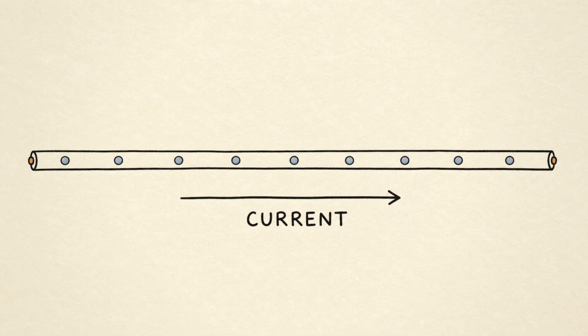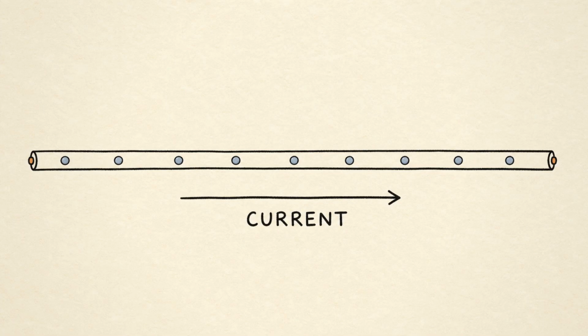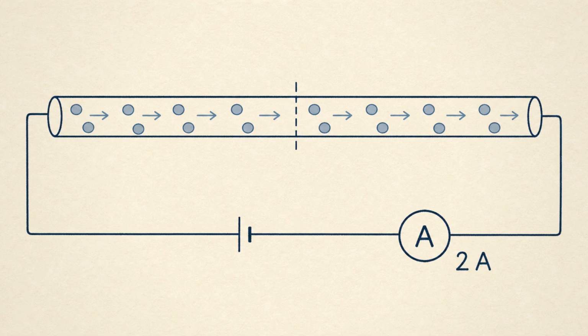Current is the flow of electric charge through a conductor. In most wires, the moving charges are electrons. But in circuit diagrams and exam questions, current is usually shown as flowing from the positive side of a supply to the negative side. This is called conventional current. The unit of current is the ampere, written as A. The symbol used for current in formulas is I.